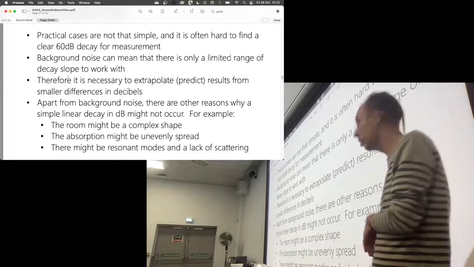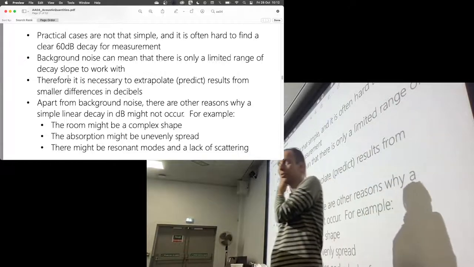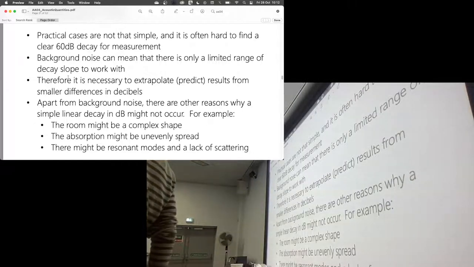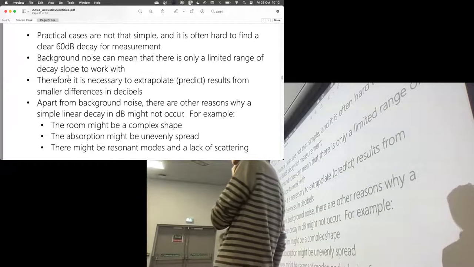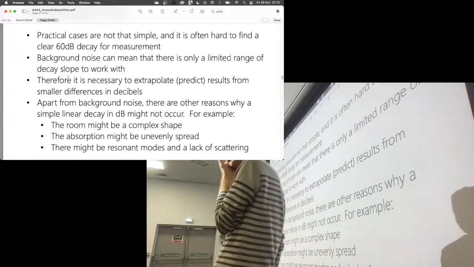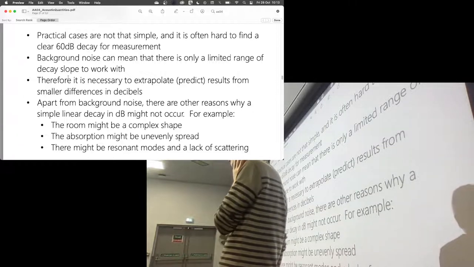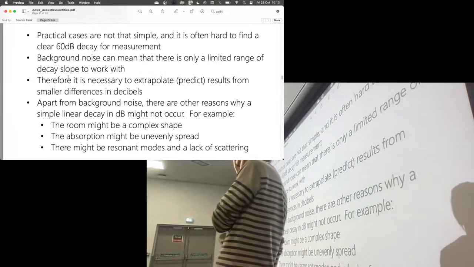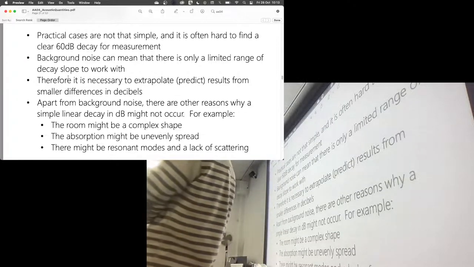Resonant modes, how would they affect the reverberation curve? If you have a strong resonant mode? You'll see spikes at different parts. If you look at the spectrum, yes. But we're looking at the reverberation curve. Is a resonant mode a specific frequency? Yeah. So we talked about room modes last time. What are the three types of room modes? Axial. What's the second one?